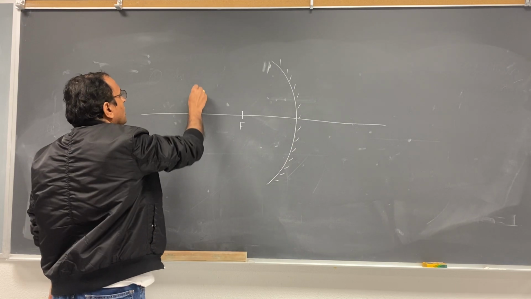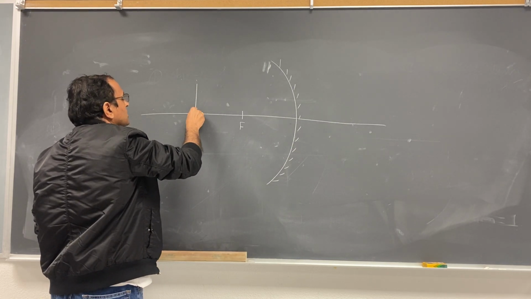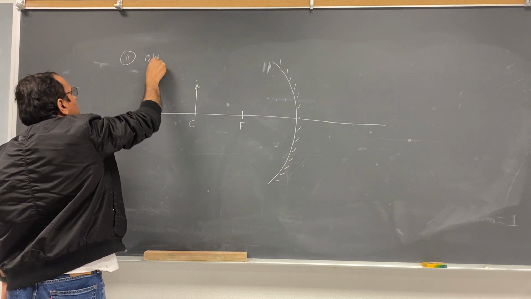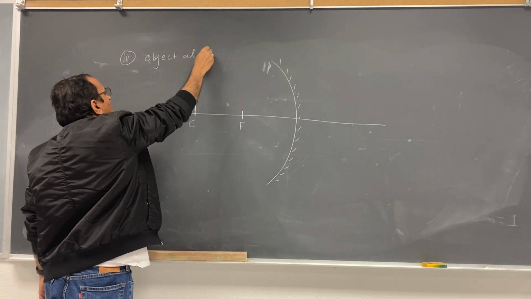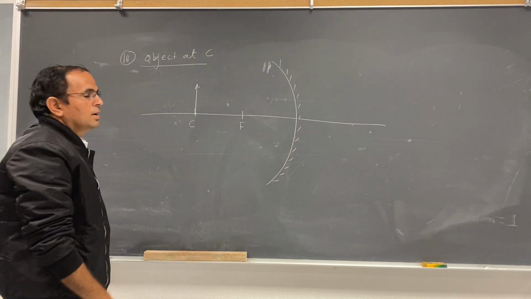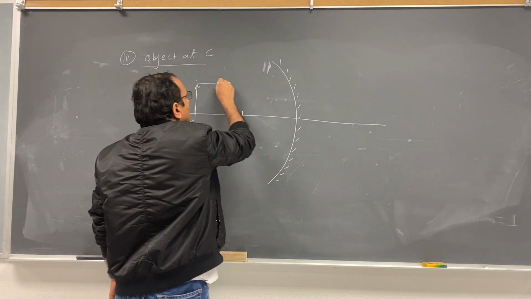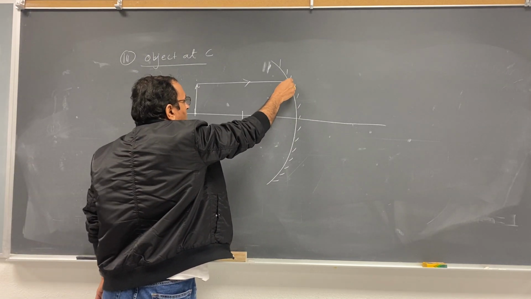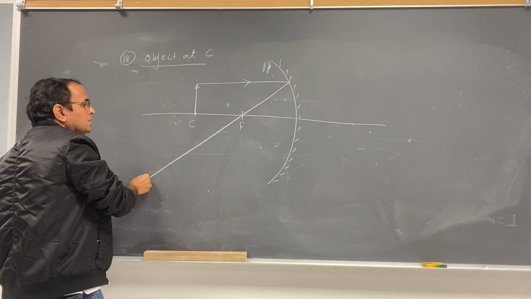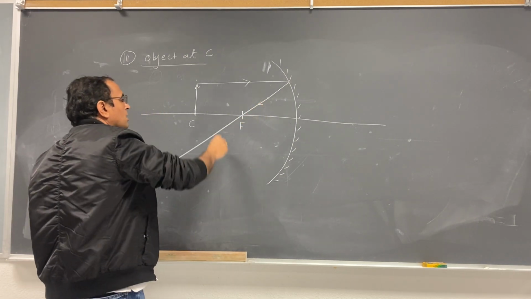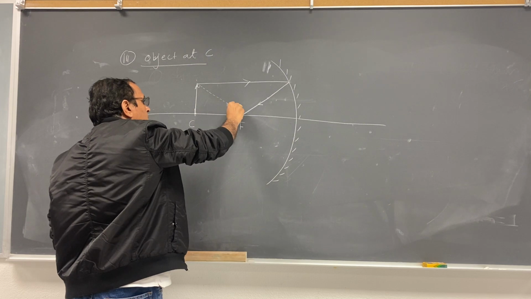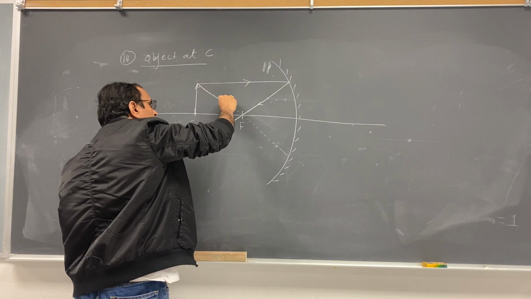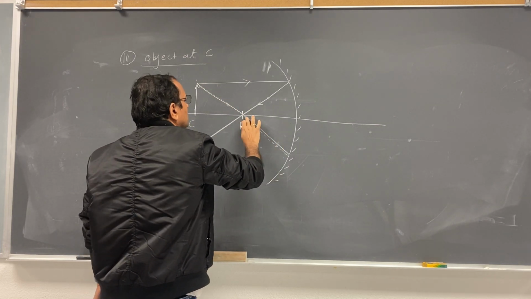And this time I want to keep the object right here. If you keep the object right here at point C, this is the third case: object at C. What happened in this case? Okay. Idea is again the same. You can take a ray like this parallel to the principal axis. After reflection, this ray passes through the focal point. So this is the reflected ray. Then another ray you can take from the focal point, like this. Don't draw the dash line. You have to draw the solid line.